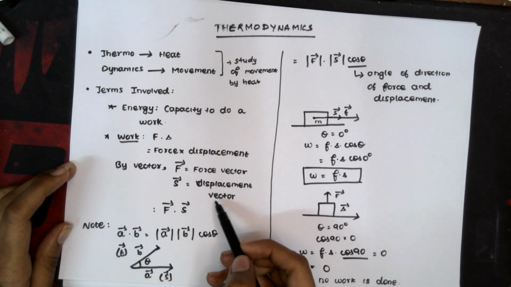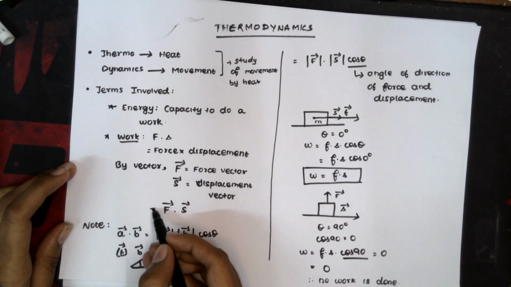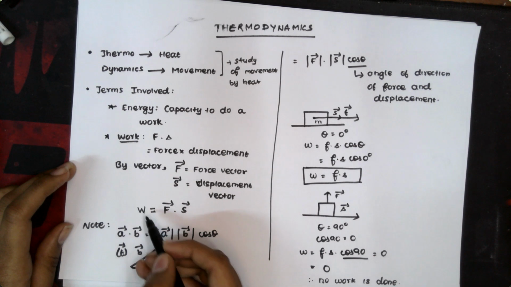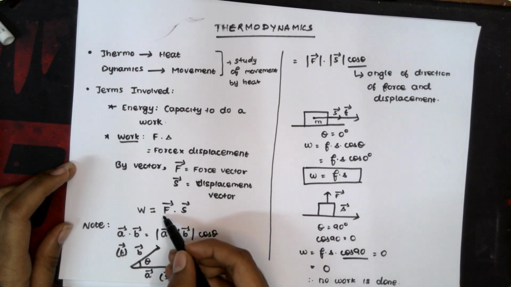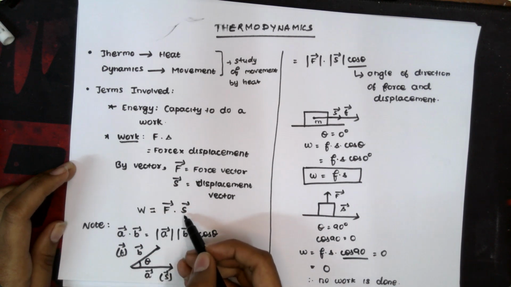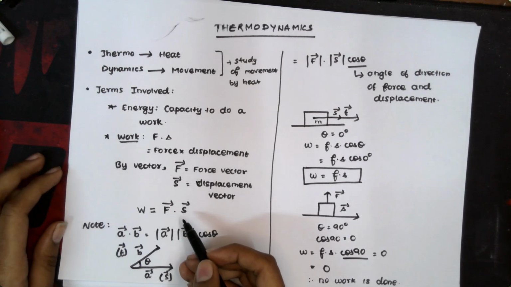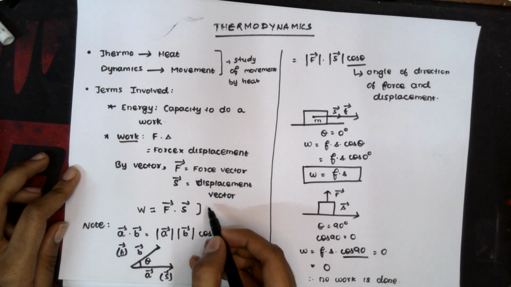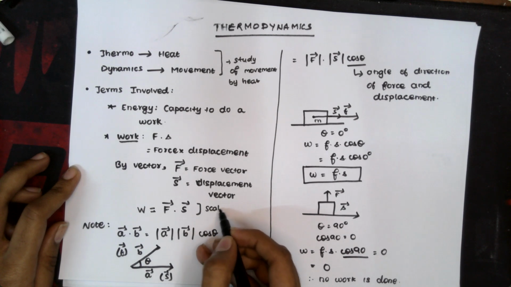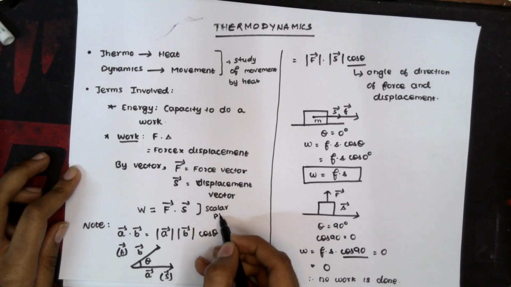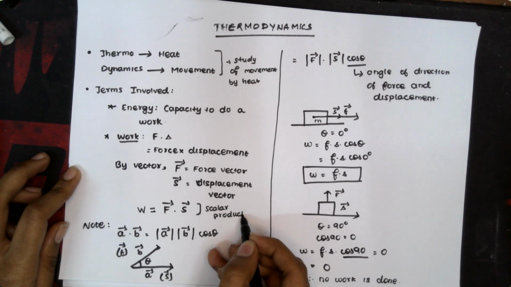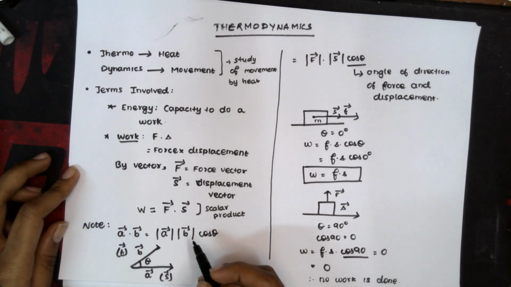So now W is equal to force vector dot S vector. This dot represents the scalar product. You should not put the multiplication symbol. Okay, so this is a scalar product. We know the formula according to basic vectors.